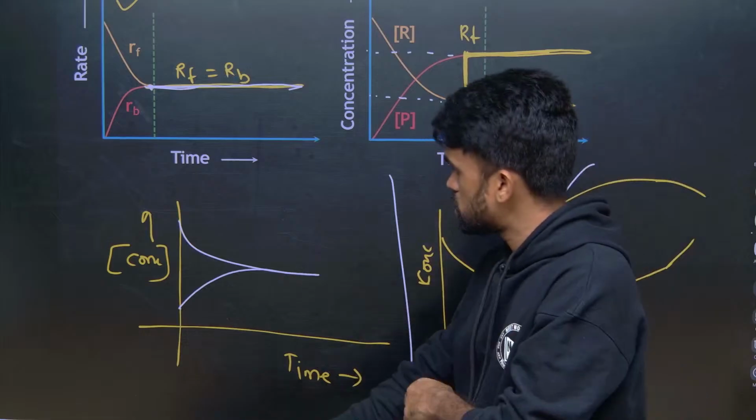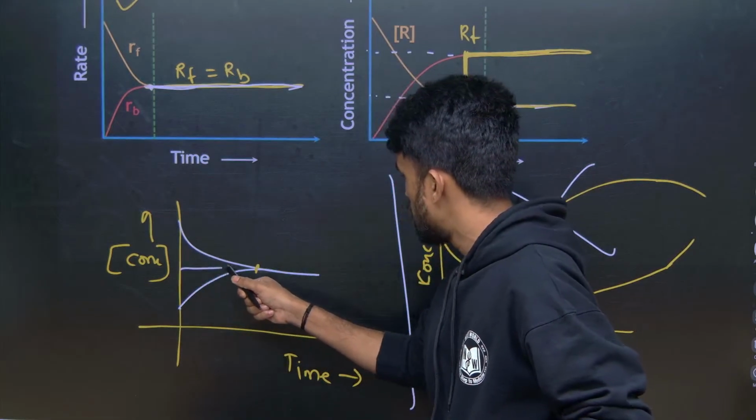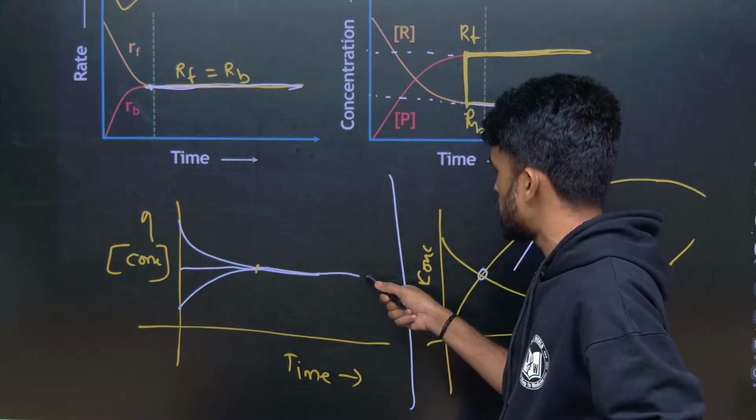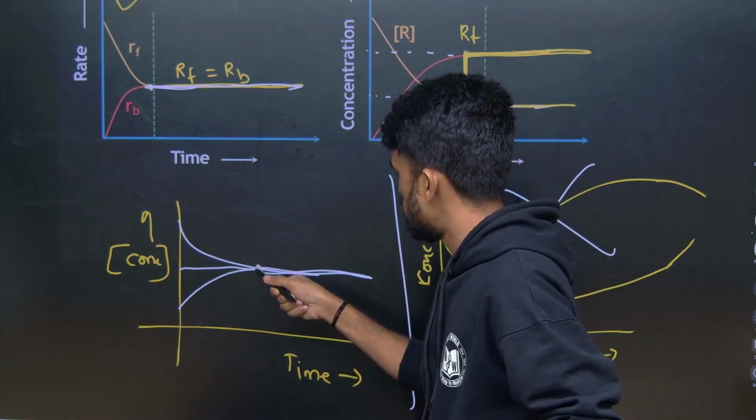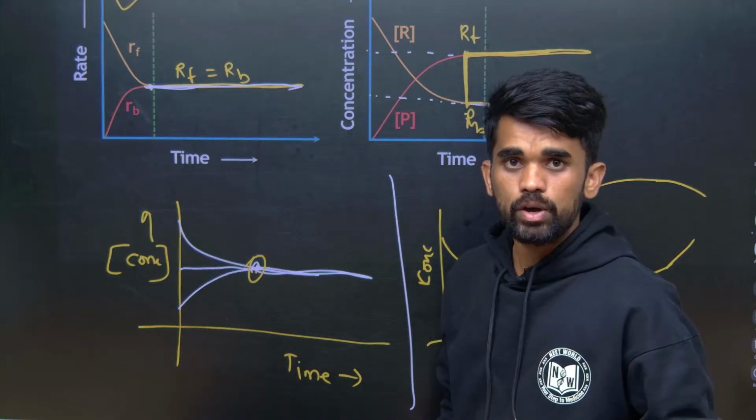But here, let us look here. After reaching this point the concentration is constant from this point, right? So I can say at this point equilibrium is attained. I hope it is clear.